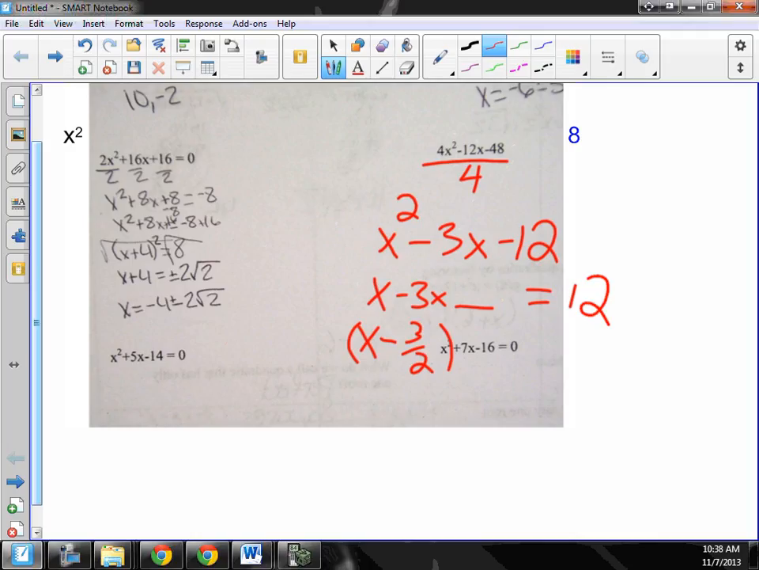So 3 over 2, right? The number that goes in the parentheses is always half of the middle number. So half of negative 3 is negative 3 over 2. So what goes here? Well, what is 3 times 3? 9, so plus 9. What is 2 times 2? 4, so 9 over 4. So you just take the fraction and multiply the top by itself and the bottom by itself.